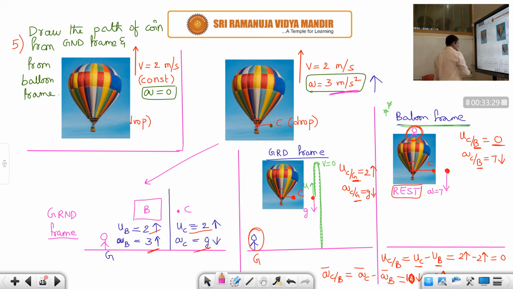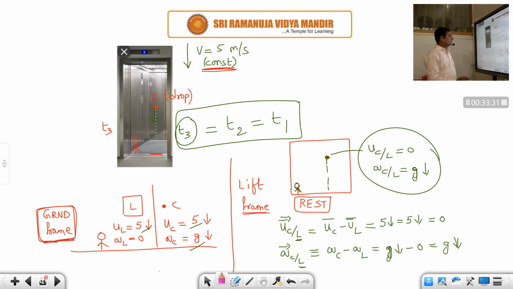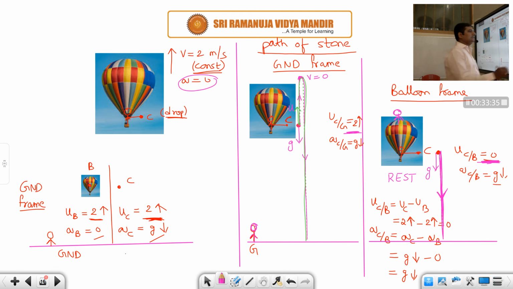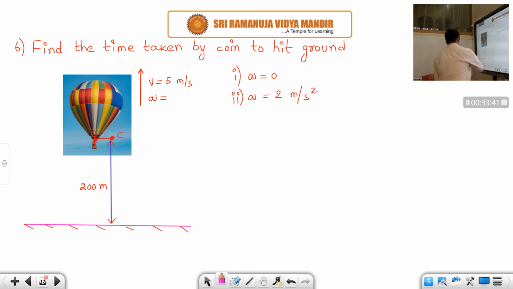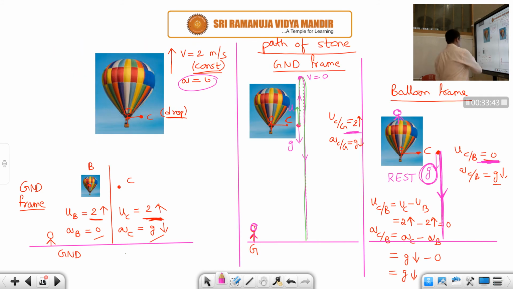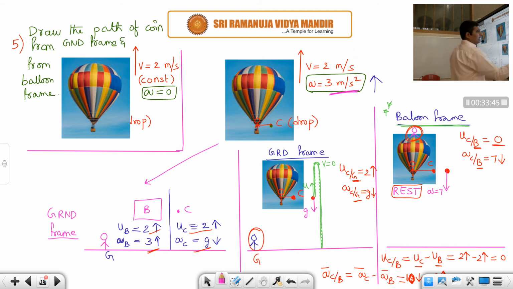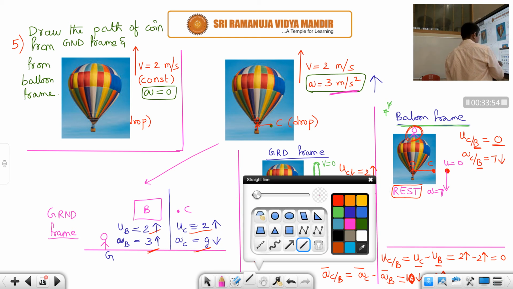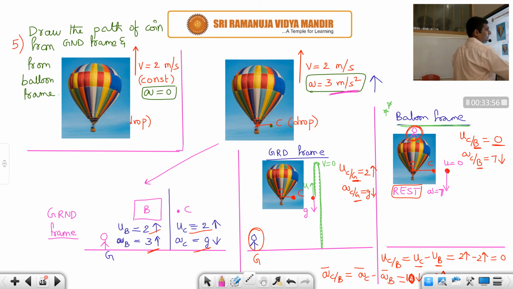This is the difference. Previously, in the first case, we got the acceleration as g. Now the acceleration will not be g, students. Acceleration is 7, and the initial velocity is anyway 0. So what will happen? It will follow a straight line path and then reach the ground.